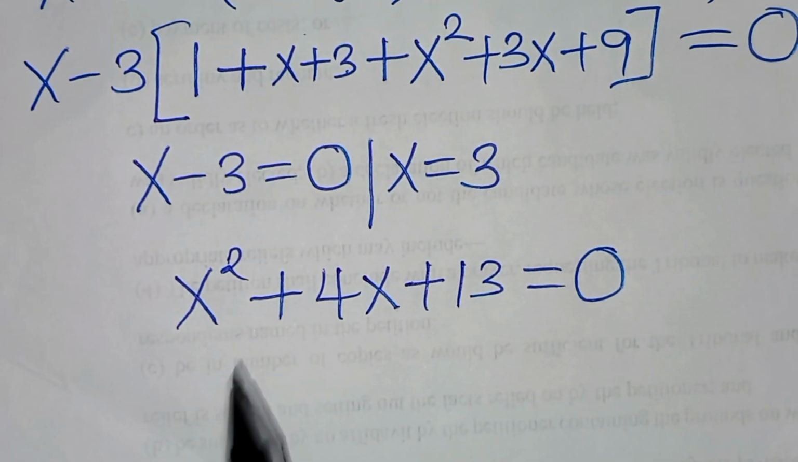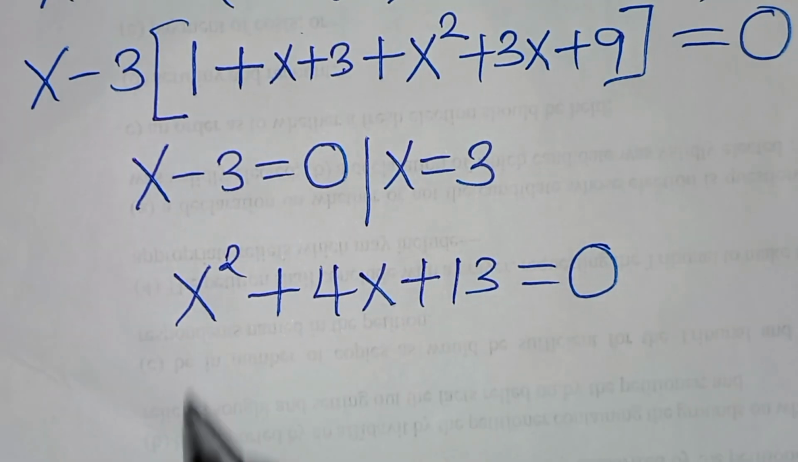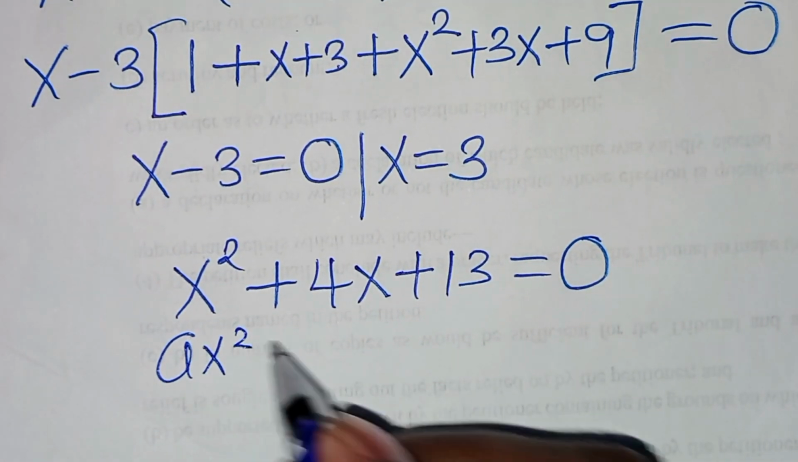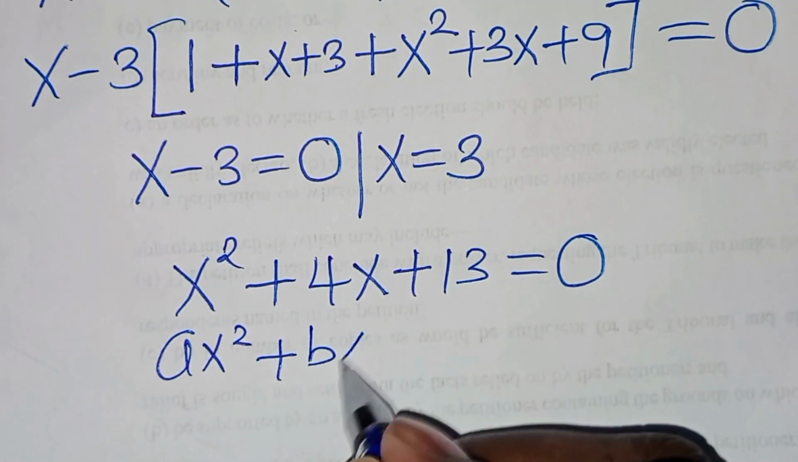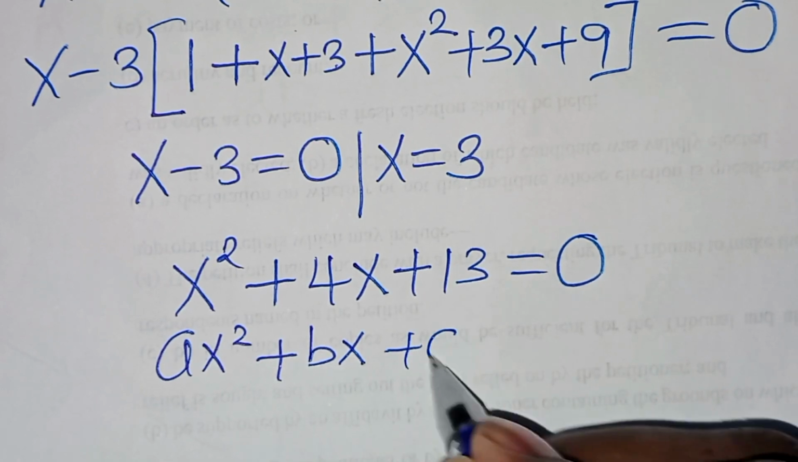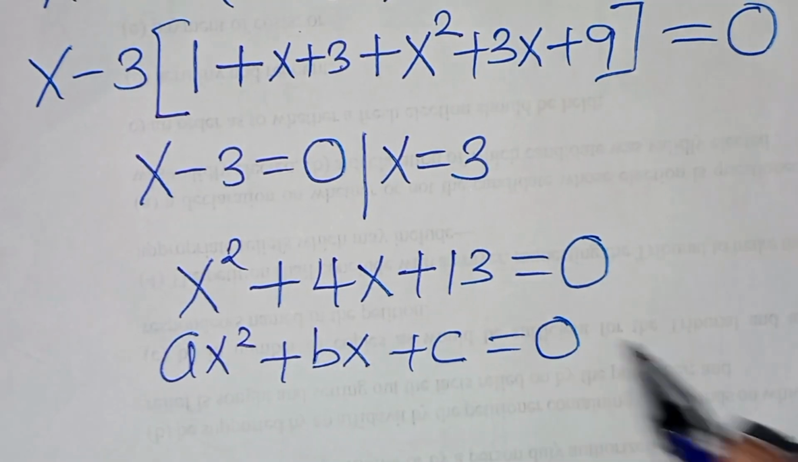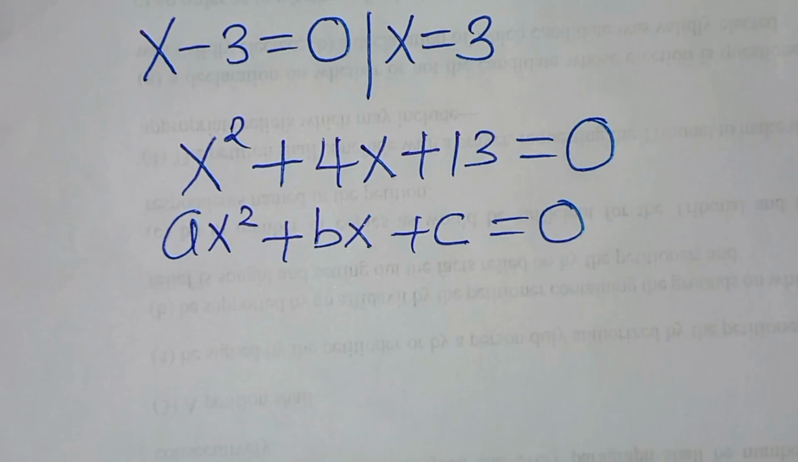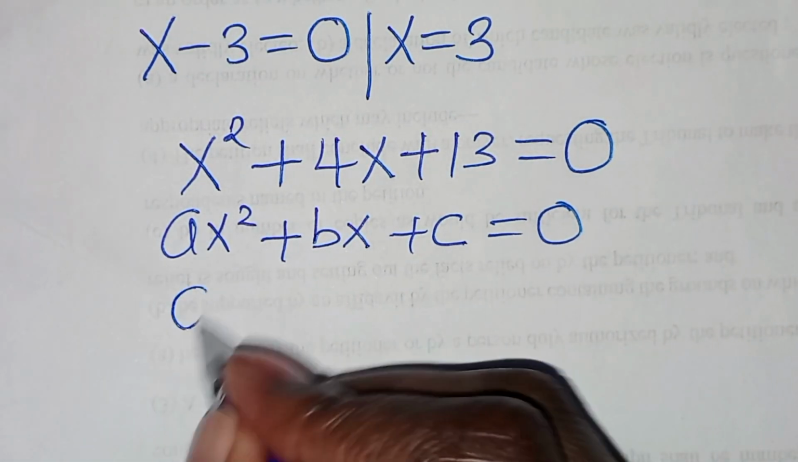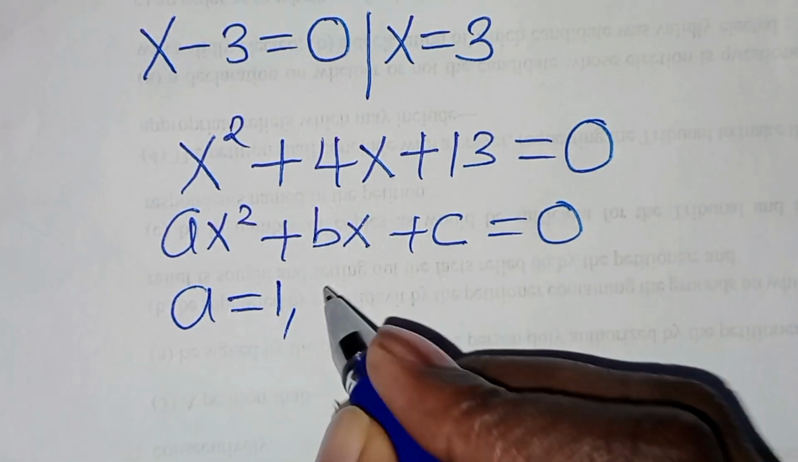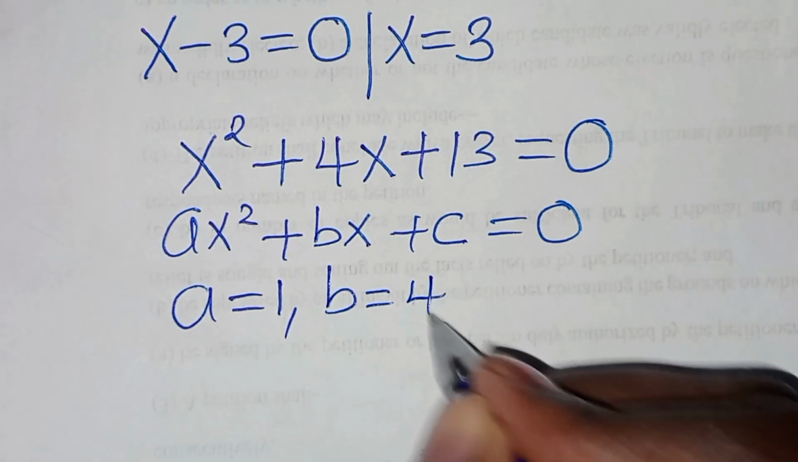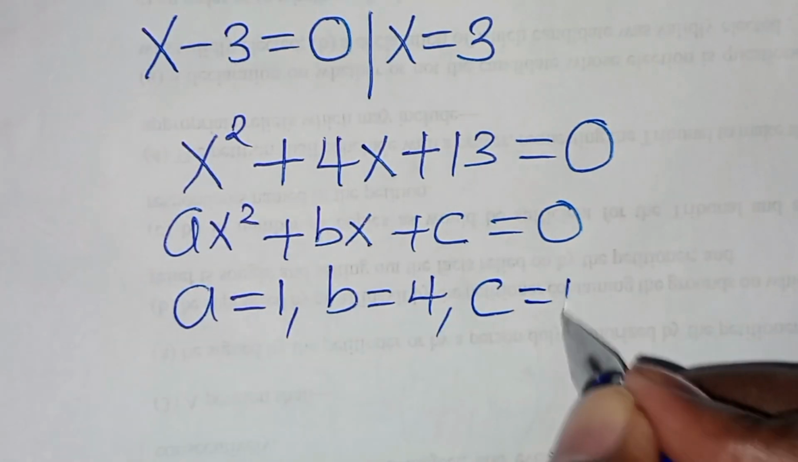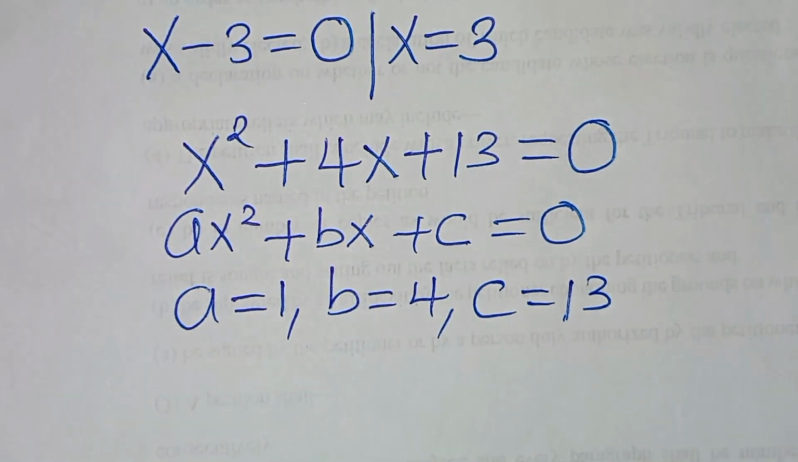Now, this is a quadratic equation of the form ax squared plus bx plus c equal to 0. From this quadratic equation, a is equal to 1, b is equal to 4, and c is equal to 13.